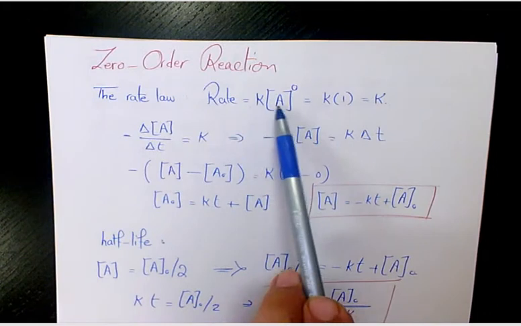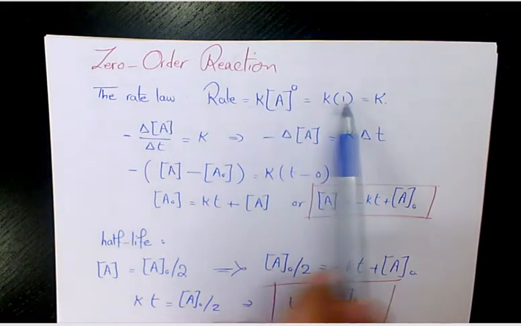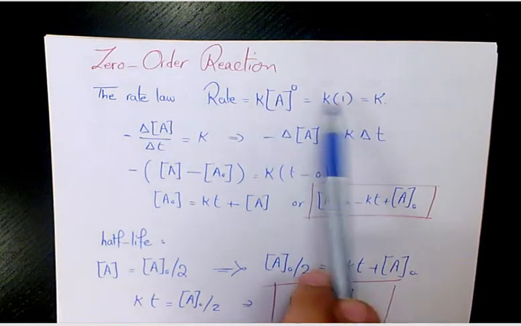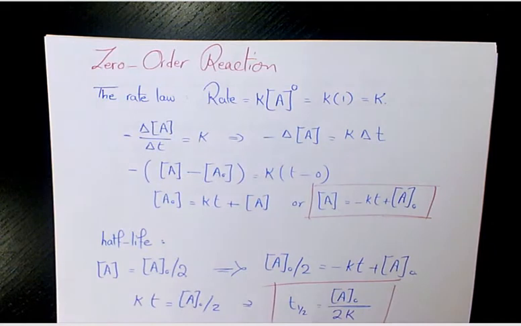And since it's A to the power of 0, we know any number to the power of 0 is going to be 1. So it's going to be k times 1. And any expression times 1 is going to be the same thing. So the rate of reaction for zero order reaction equals just the rate constant, which is k.